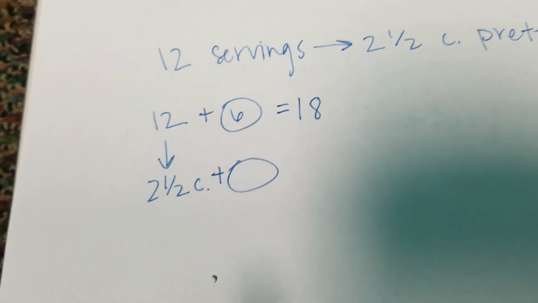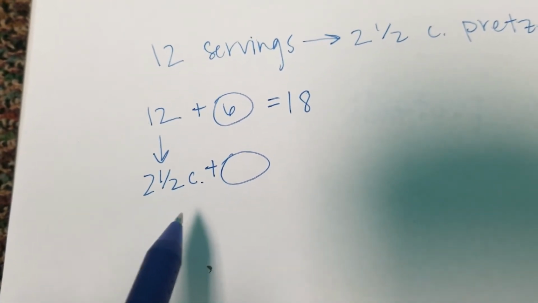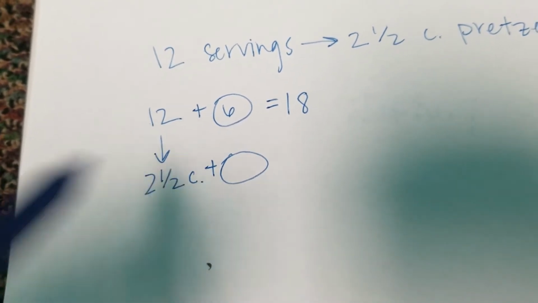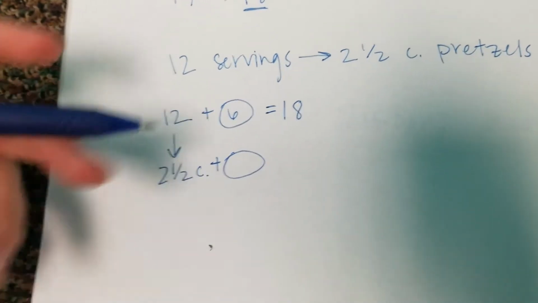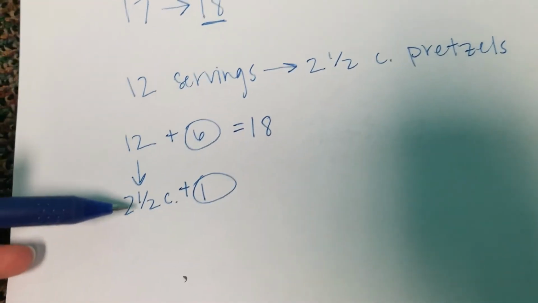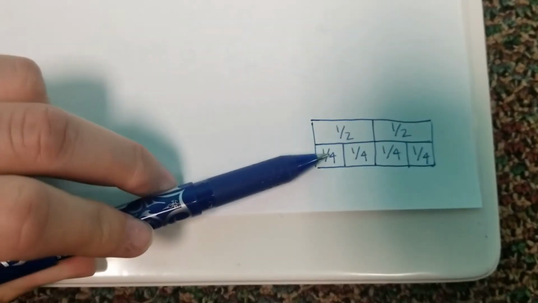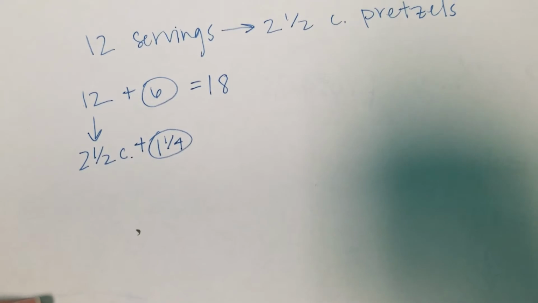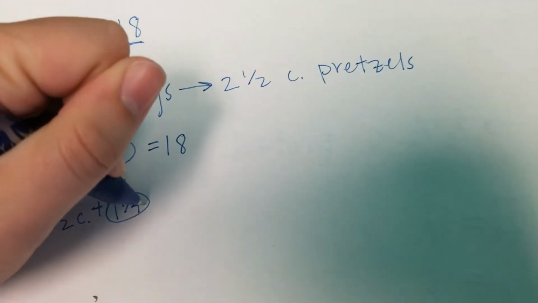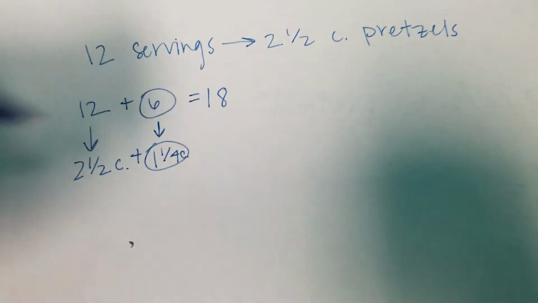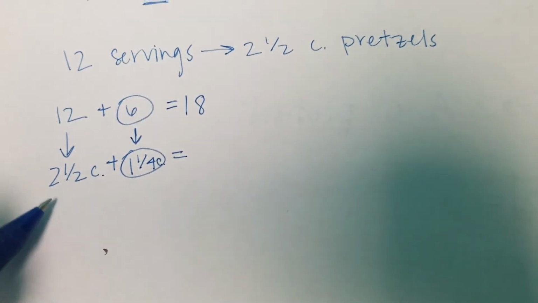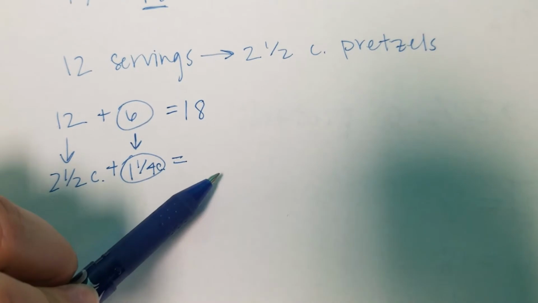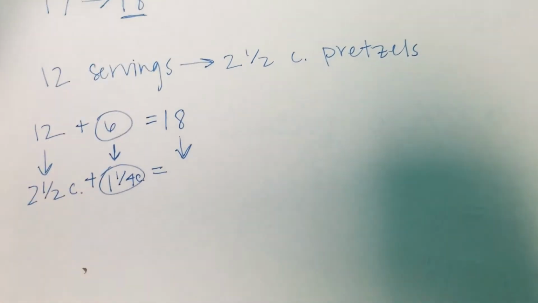So, we have 2.5 cups of pretzels for 12 servings, and so we know that we need half of that for 6. So, half of 2 is 1, and then we need to figure out what half of 1/2 is. So we come down here, and we can see that half of 1/2 is 1/4. So for 6 extra servings, we'll need 1 and 1/4 cups of pretzels. So let's see what that is total. So we have our 12 servings and our 6 servings, and we need to figure out what our total of 18 servings, how many pretzels we need.